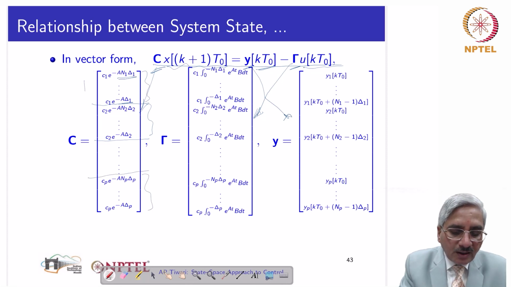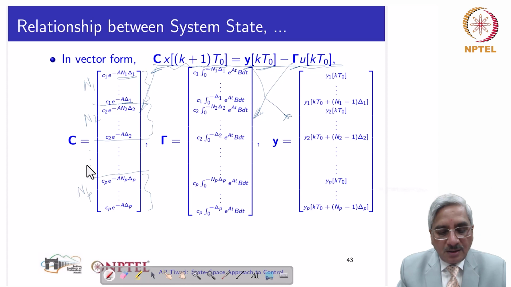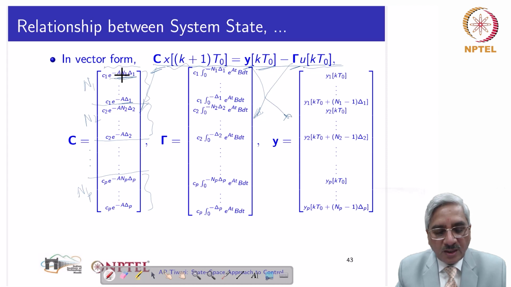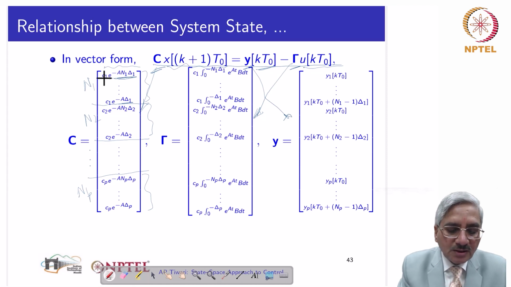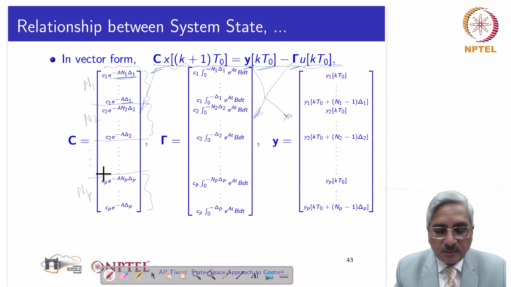So we have N1 rows, we have N2 rows and so on, we have NP rows. So this C has the size of N1 plus N2 plus and so on NP, summation Ni, into the other size, which will be decided by this one, which is of size n by n. So it is summation of Ni by n overall, and this is N1.